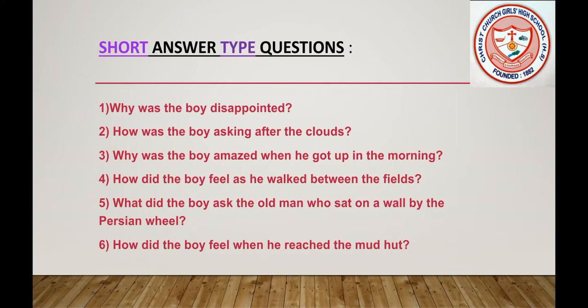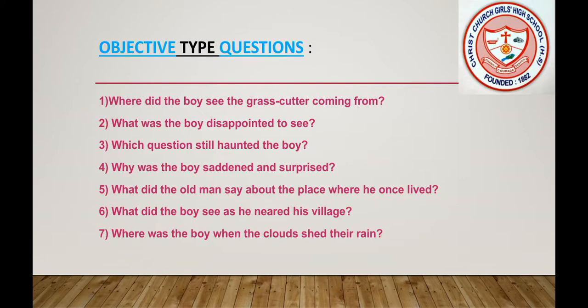Question number 6. How did the boy feel when he reached the mud hut? So in this answer, you can write that when the boy reached the mud hut, he felt a nip in the air and the earth was damp underfoot. Objective type questions. So this you are going to solve on your own.